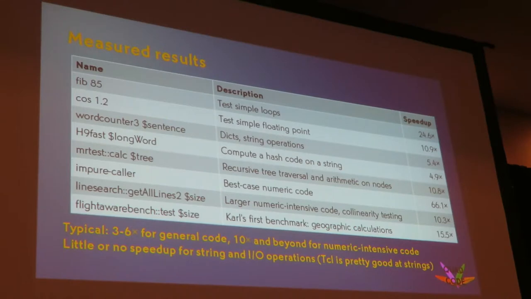This line search and the flight aware bench, these are pieces of Carl's benchmark. And on those two particular cases, we are meeting Carl's tenfold performance bogey. So this is actually running Carl's code unmodified for those two cases. And those are both numeric intensive, and those both easily meet his performance goal.